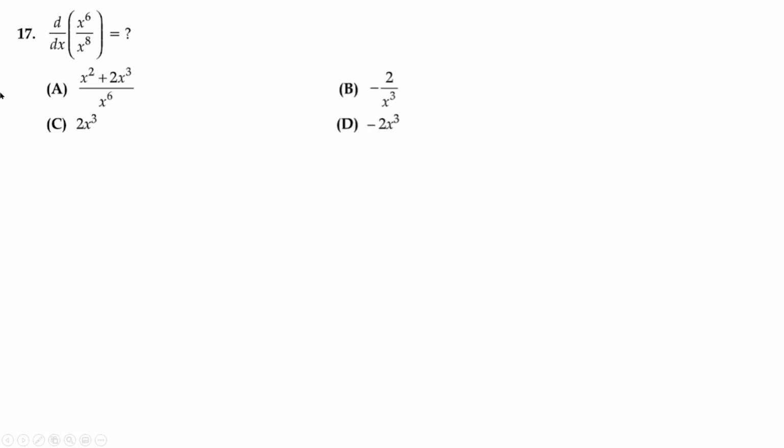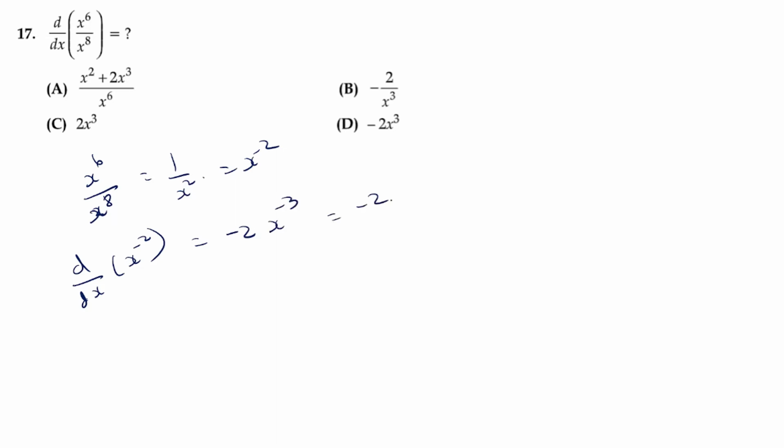Next question, d by dx of x raised to 6 upon x raised to 8 equal to. Now x raised to 6 upon x raised to 8 is nothing but 1 by x square, or it is x raised to minus 2. So this is equal to d by dx of x raised to minus 2. So d by dx of this will be minus 2 x raised to minus 3. So it is minus 2 upon x cube. So the correct option is option B.